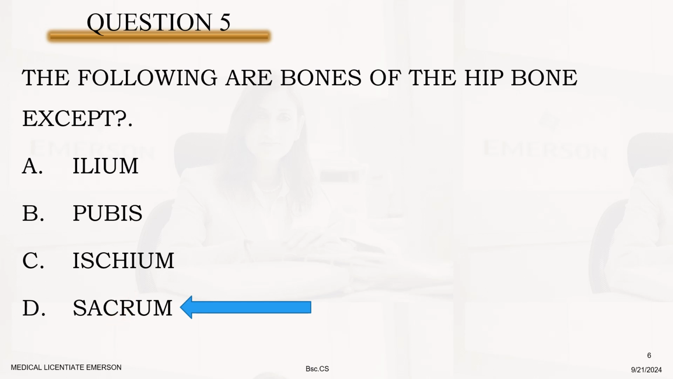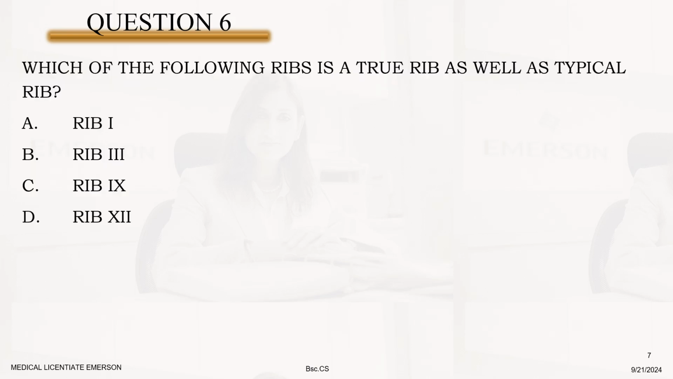Okay, so let's continue once again. Which of the following ribs is a true rib as well as a typical rib? Rib 1, rib 3, rib 9, rib 12. Which one is the true rib and also a typical rib? The answer for this one is of course rib 3. Rib 3 is a true rib as well as a typical rib.